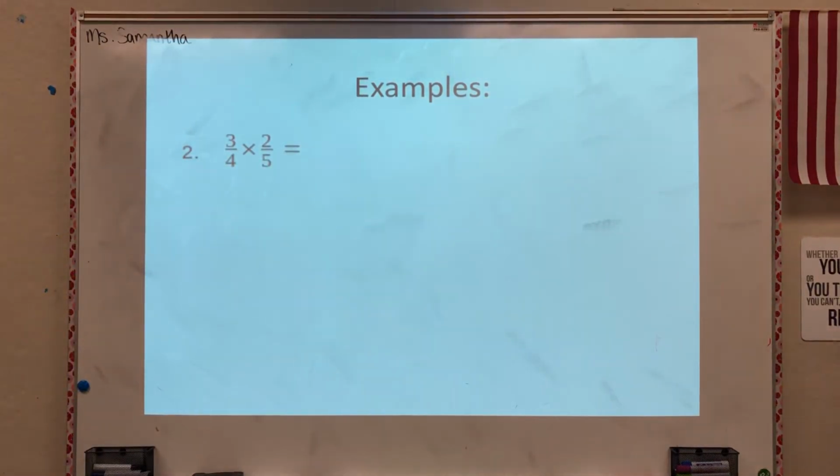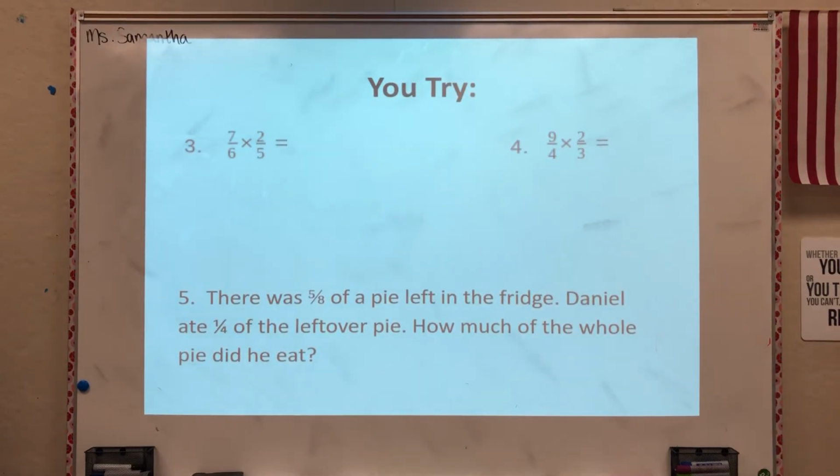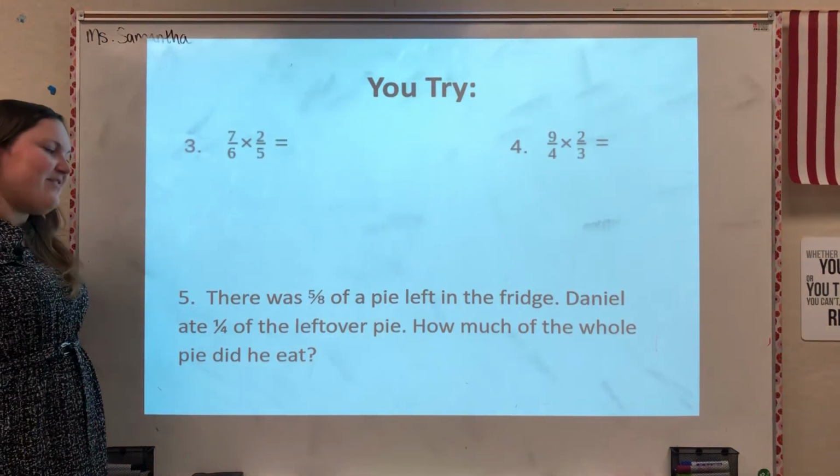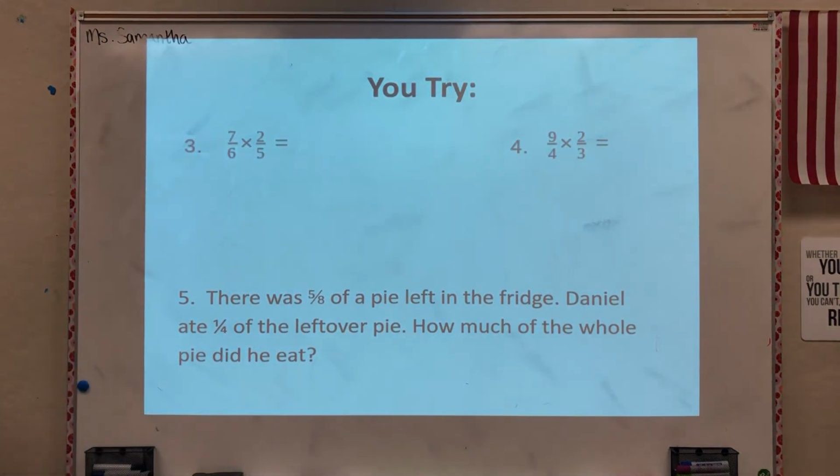I've got these 3 here for you to try. The first one says 7/6 times 2/5. The next one says 9/4 times 2/3. And then that last question is our word problem. We've got there was 5/8 of a pie left in the fridge. Daniel ate 1/4 of the leftover pie. How much of the whole pie did he eat?